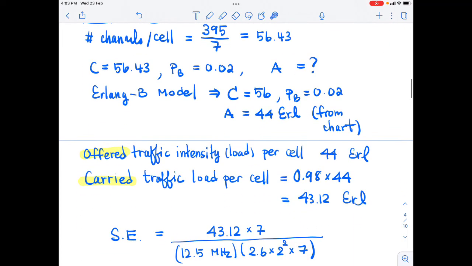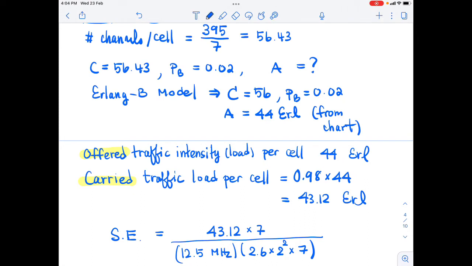Now what is this A? Remember, the definition of A is offered traffic intensity, or the load. This is per cell. Each cell will be requested by users in the cell, and the traffic intensity is 44 Erlang. What is being carried is going to be less than that because 2% will be blocked. That means only 98% of this 44 Erlang will be carried.